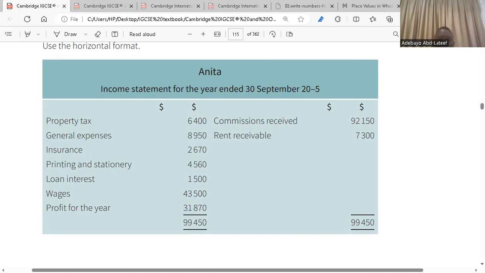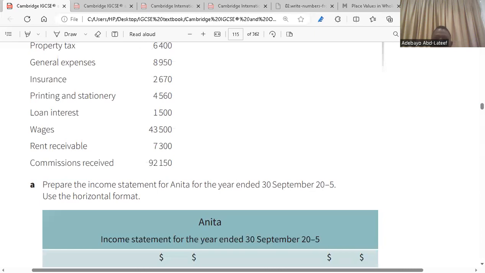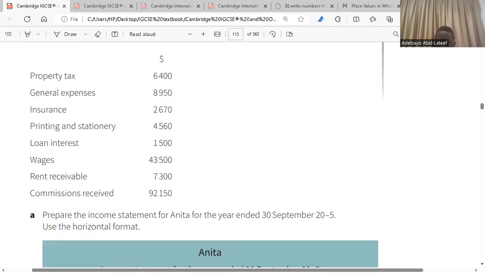So based on what we have here, we have property tax. Look back to the items. Property tax is an expense. It's a tax. It's an expense. It will be on the debit side. General expenses are expenses, you add it to it. Insurance is an expense, you add it to it. Printing and stationery is an expense, you add it to it. Interest on loan is an expense, you add it to it. Wages to your employees is an expense, you add it to it. Rent receivable.